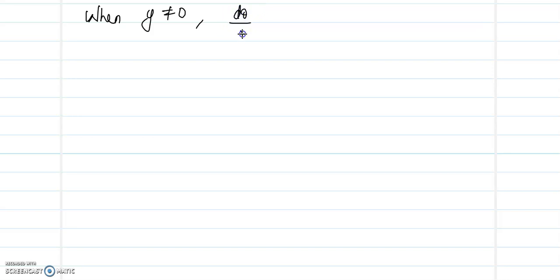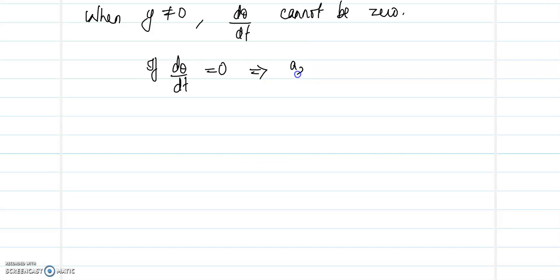So when y is not equal to 0, in that case also d theta by dt cannot be 0. Let us assume it was 0, then we will get a contradiction. If d theta by dt equal to 0, that will imply a2 x square plus (b2 minus a1) xy minus b1 y square equal to 0.